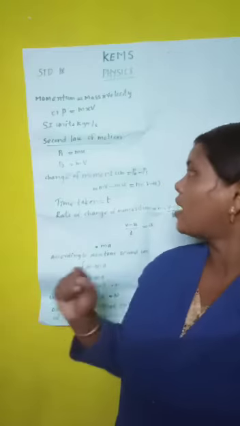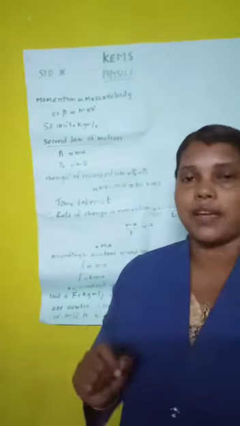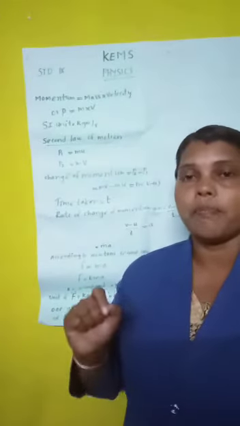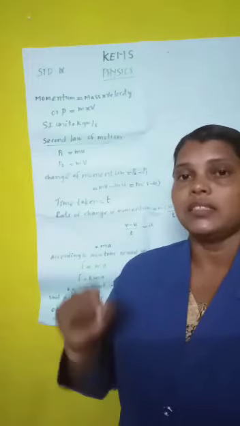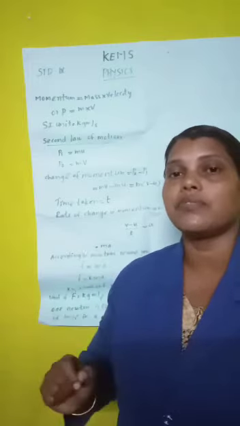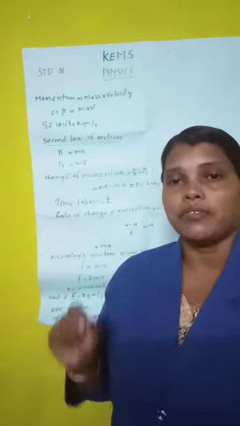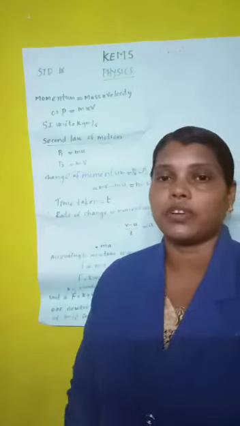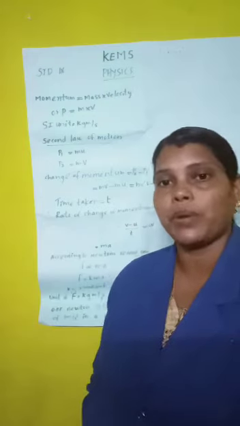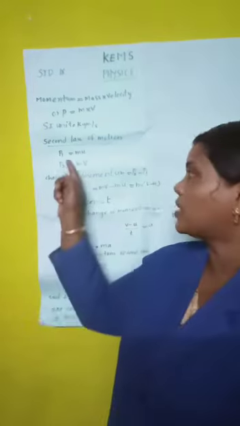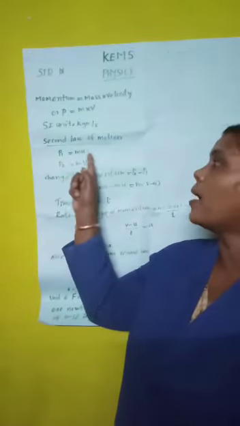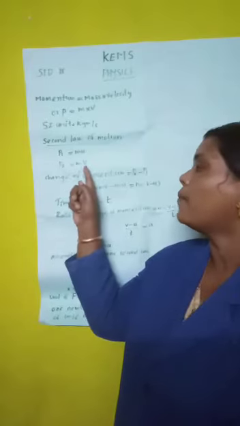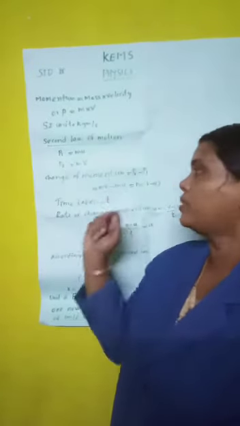Consider a force F acts on an object of mass m. Then that object changes velocity from u to v, where u is the initial velocity of that object and v is the final velocity of the object. So what about the momentum? The initial momentum of the object, P1, is equal to m into u, and P2 is equal to m into v, that is the final momentum of the object.